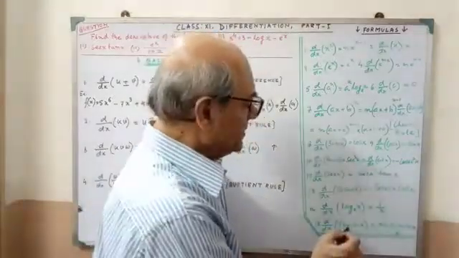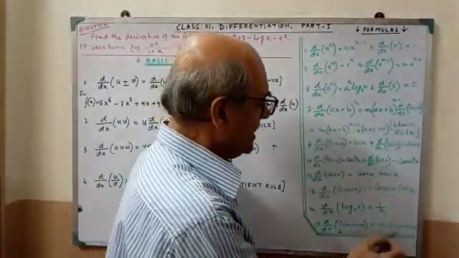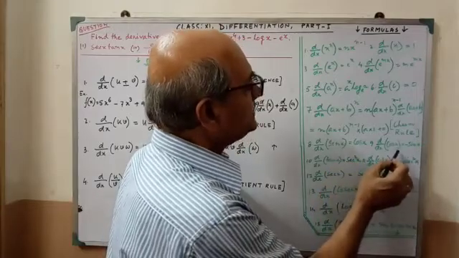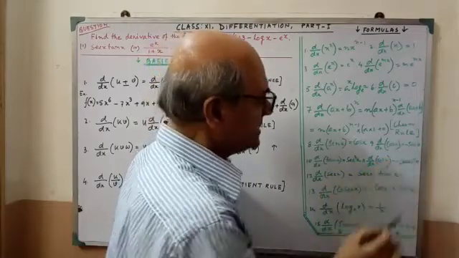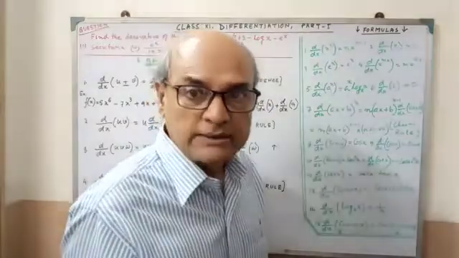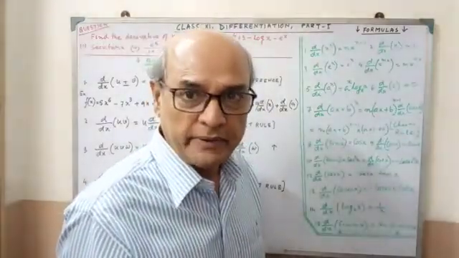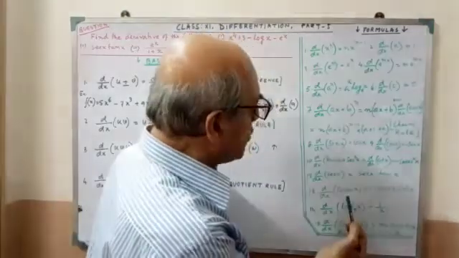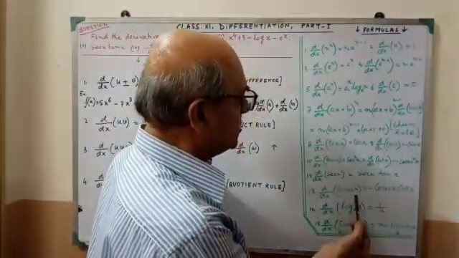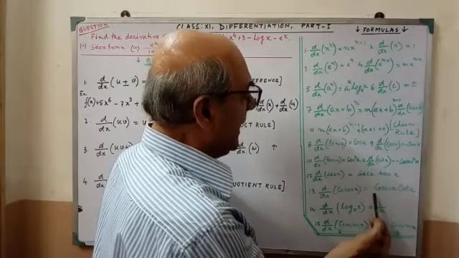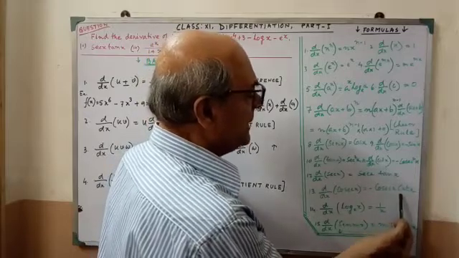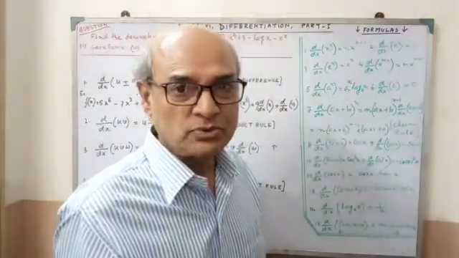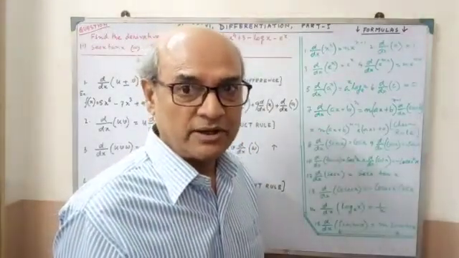In place of sin, if it is given cos, then minus m sin mx. In this way, the other 5 trigonometrical functions will be the same. And at last, that is cosec mx. If it is given cosec mx, that will be minus m cosec mx into cot mx. I think it is clear. You have to learn by heart all the formulas.